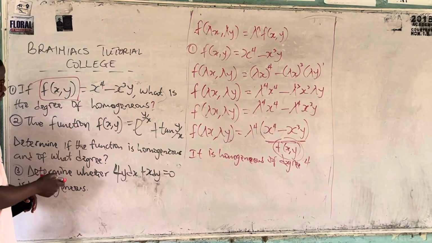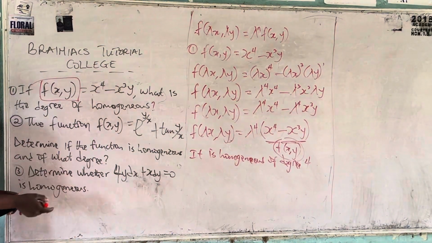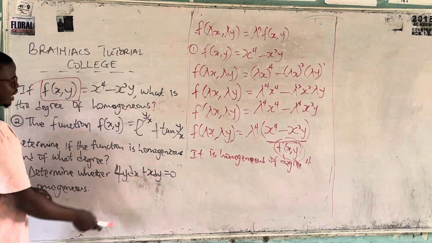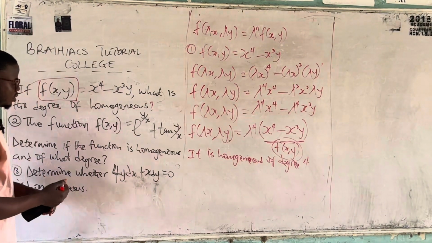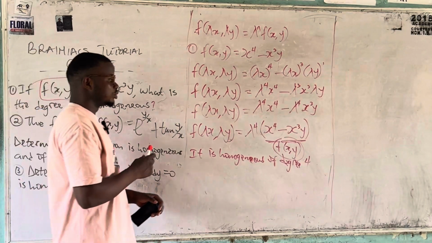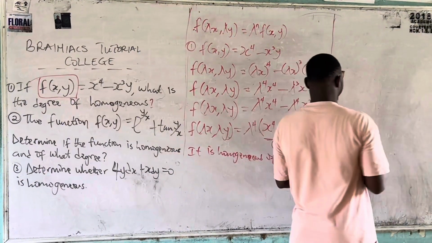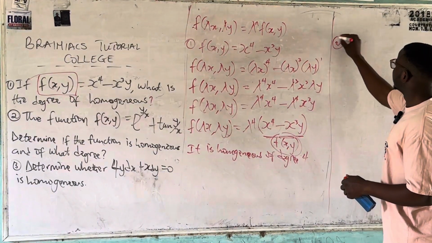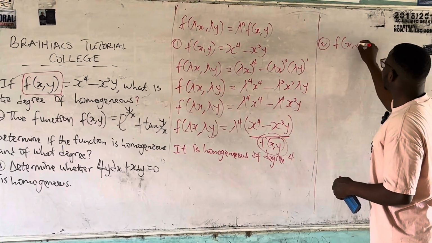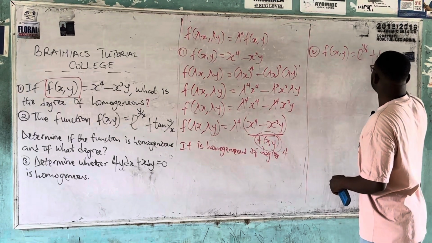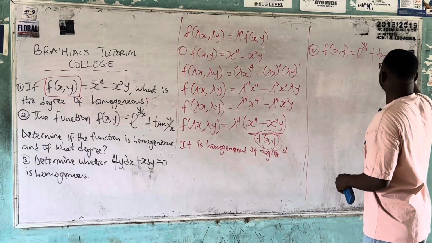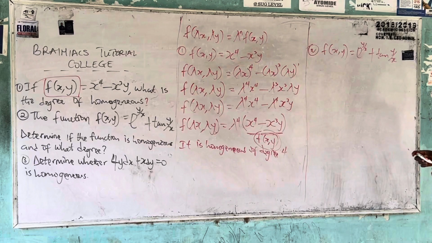So determine if the function is homogeneous and of what degree. So here we have the function as exponential y over x plus tan y over x. So the question says, is it homogeneous? If it is homogeneous, then it is of what degree? So now going to the second question, f of x comma y equals exponential y over x plus tan y over x. So that is the function given.